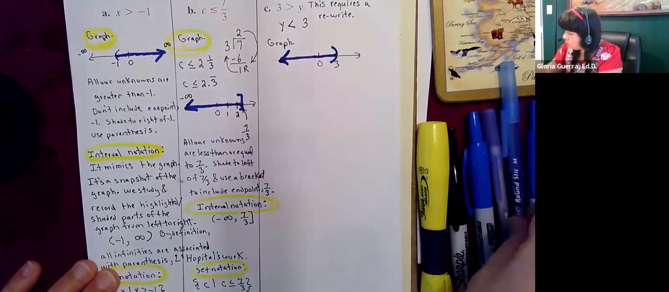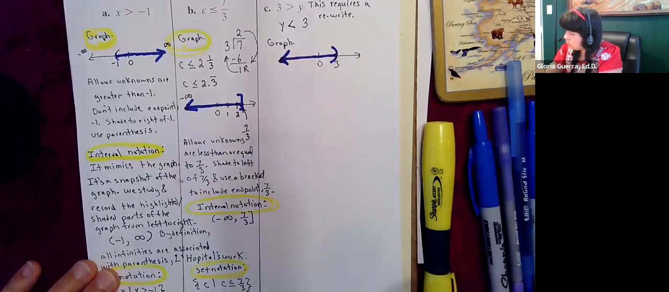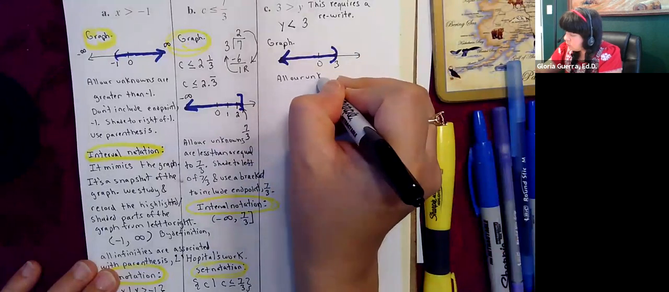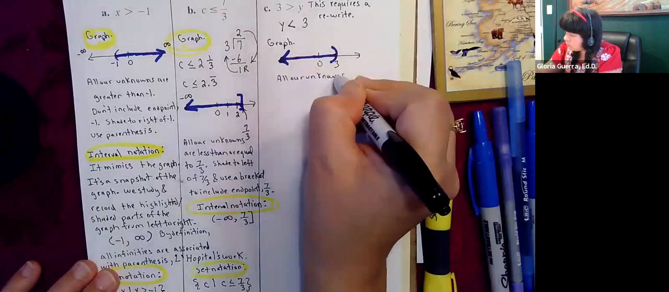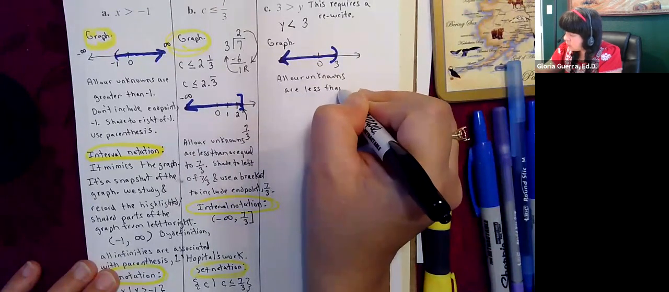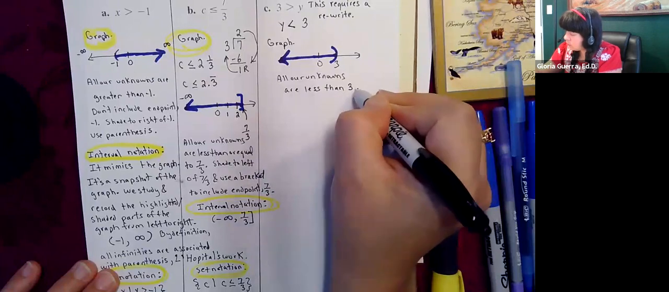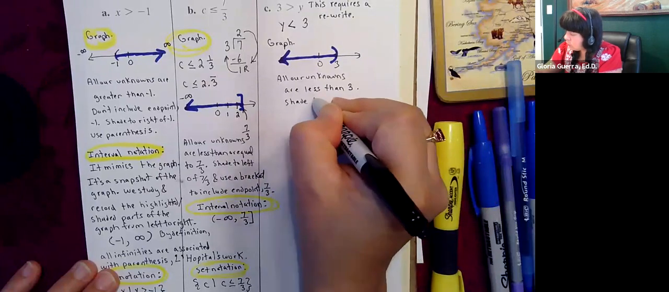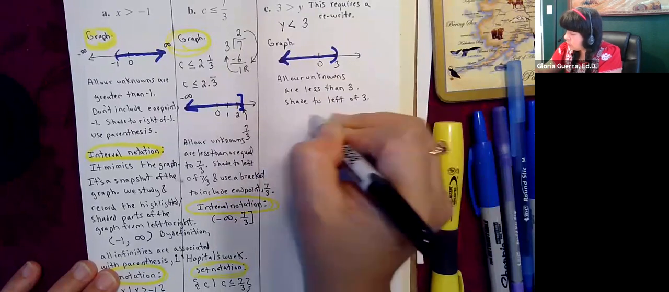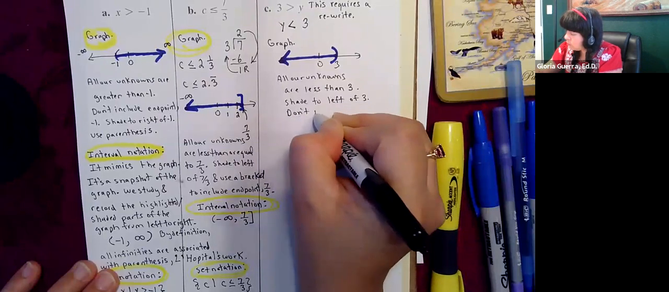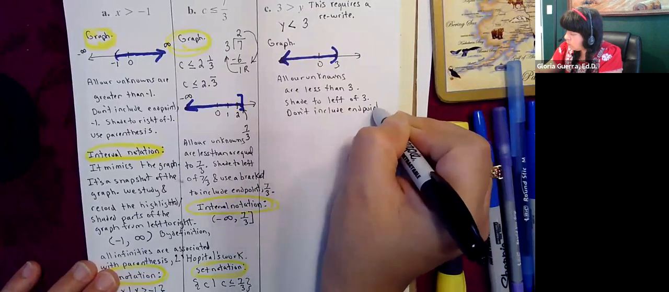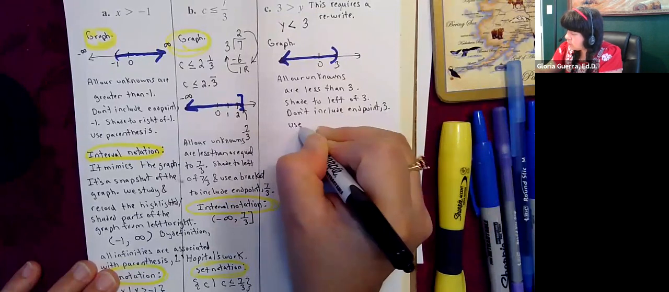Okay. So all our unknowns are less than 3. So you shade to the left of 3 and you don't include the endpoint. So that's why we use a parenthesis.